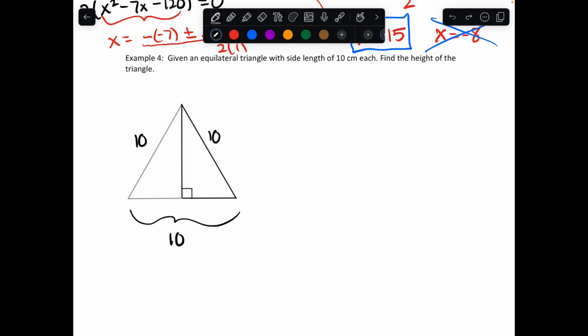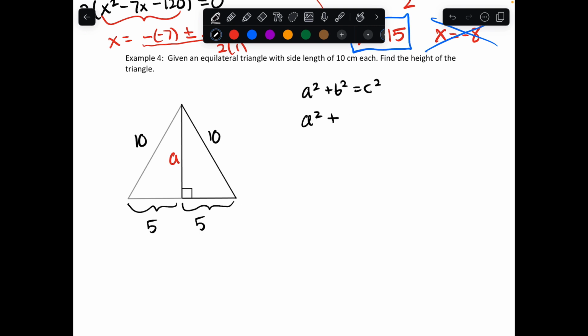So when I actually cut it down the middle, I'm going to split this in half. So this is going to be 5, and then this is going to be 5. And all of these are centimeters, of course. And so I can label this height as a or b, whichever one you prefer. So now we can use the Pythagorean Theorem, so we know that a squared plus b squared is equal to c squared. And so a squared plus b, well, b is going to be 5, so we have 5 squared, and then our hypotenuse squared is going to be 10 squared, so we have a squared plus 25 is equal to 100. Subtracting 25 from both sides, we get that a squared is equal to 75.